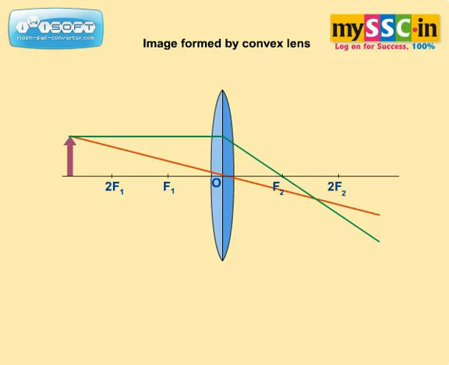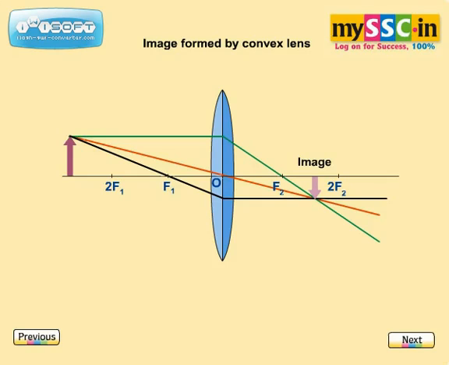Draw an incident ray passing through optical center O. After refraction, it emerges without any deviation. Draw an incident ray passing through the first principal focus F1. After refraction, it is refracted in a direction parallel to optical axis. Image is formed at a point where these three rays intersect.